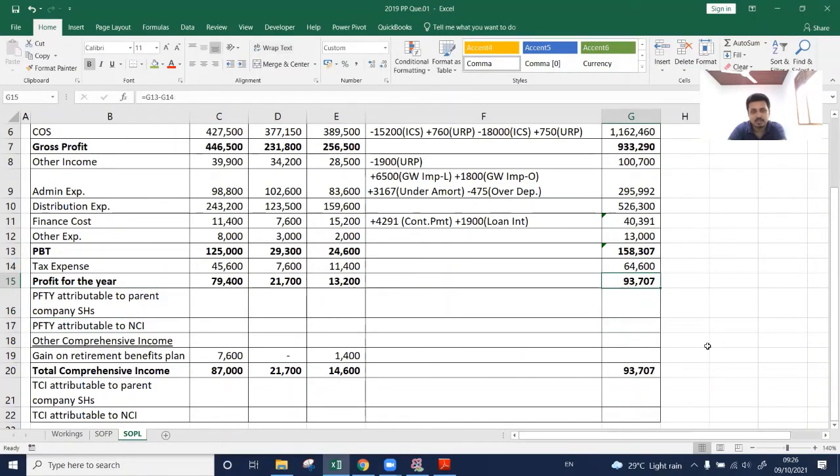We need to allocate the group profit for the year separately between the parent company shareholders and the NCI portion. How can we do that? Right.